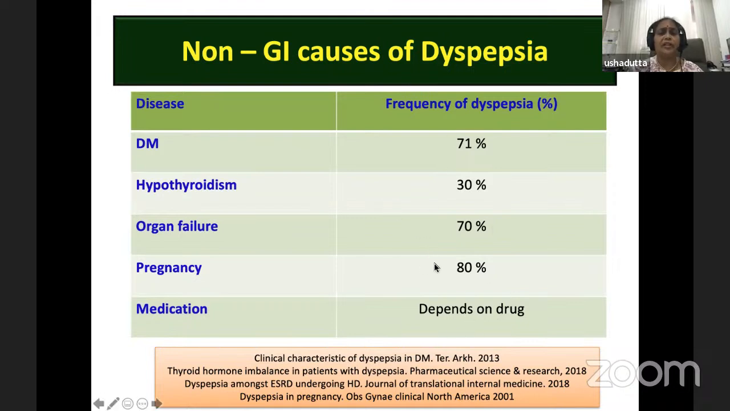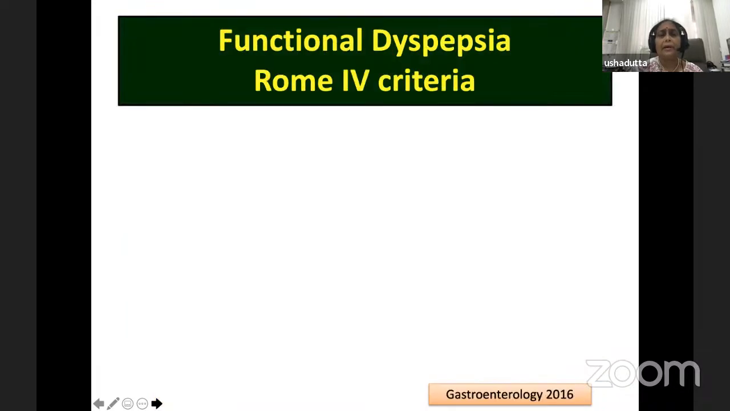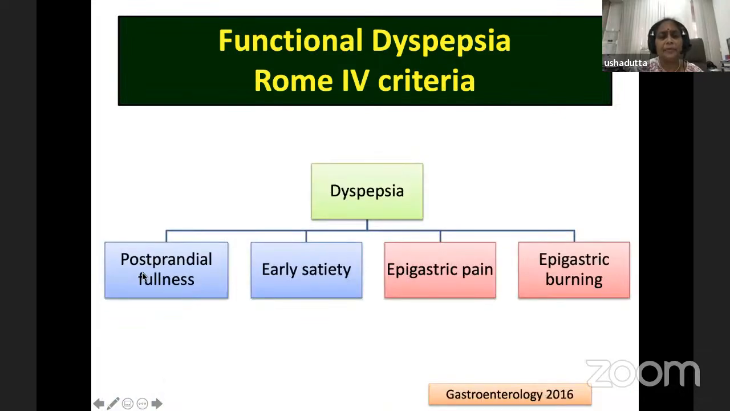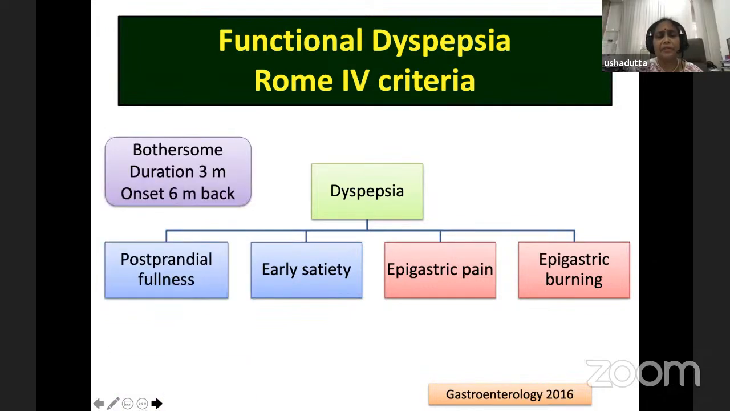In fact, the Indian Society of Gastroenterology is releasing a guideline on the use and misuse of PPI. Functional dyspepsia by Rome 4 criteria: we find that dyspepsia can have 4 cardinal symptoms, as we highlighted: postprandial fullness, early satiety, epigastric pain, and epigastric burning. And these symptoms should be bothersome for the patient.